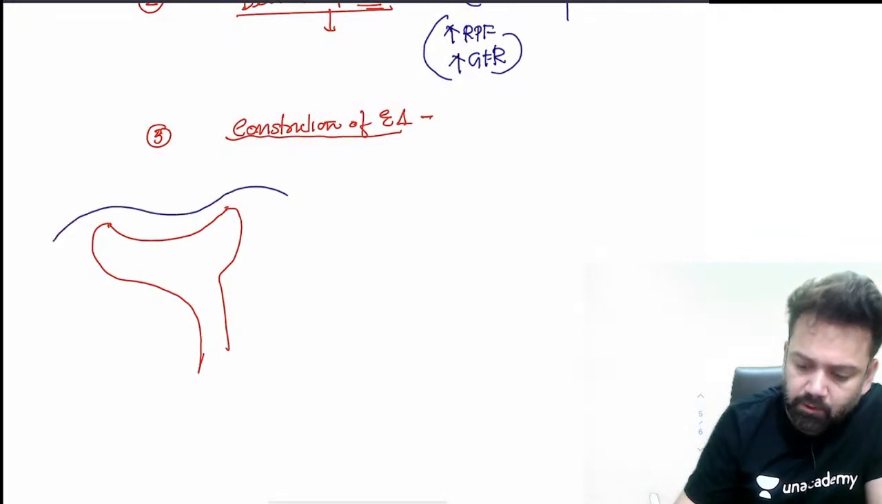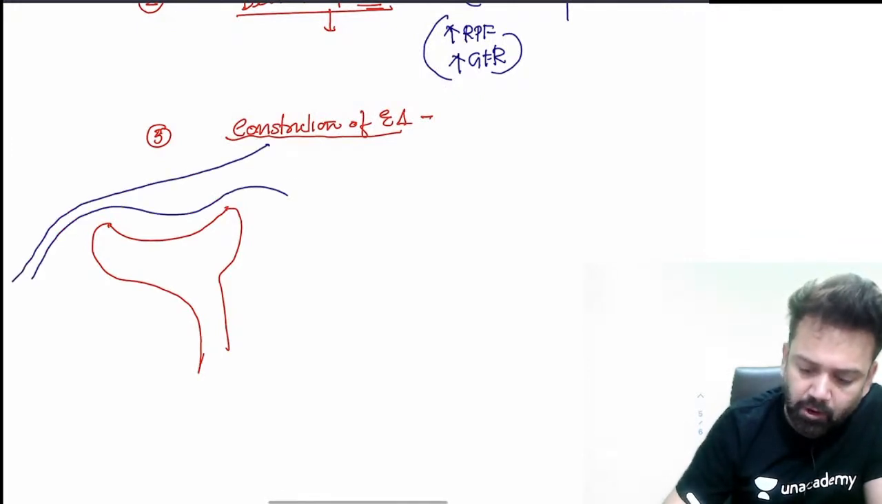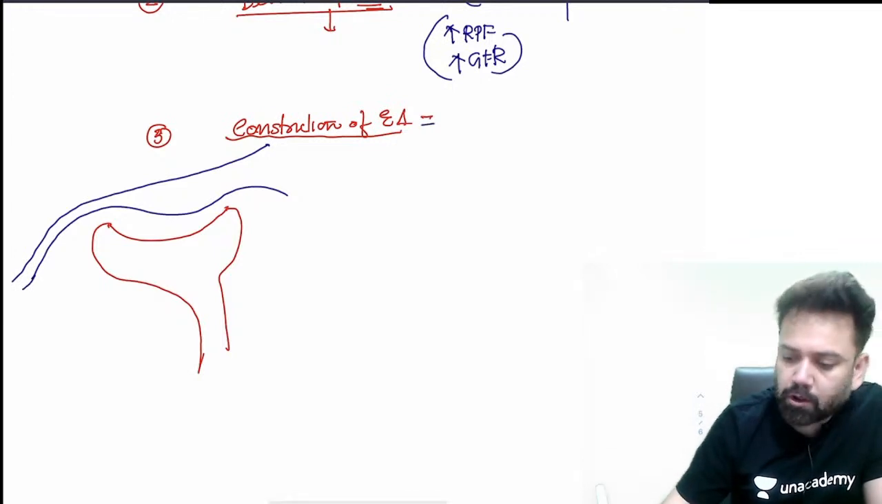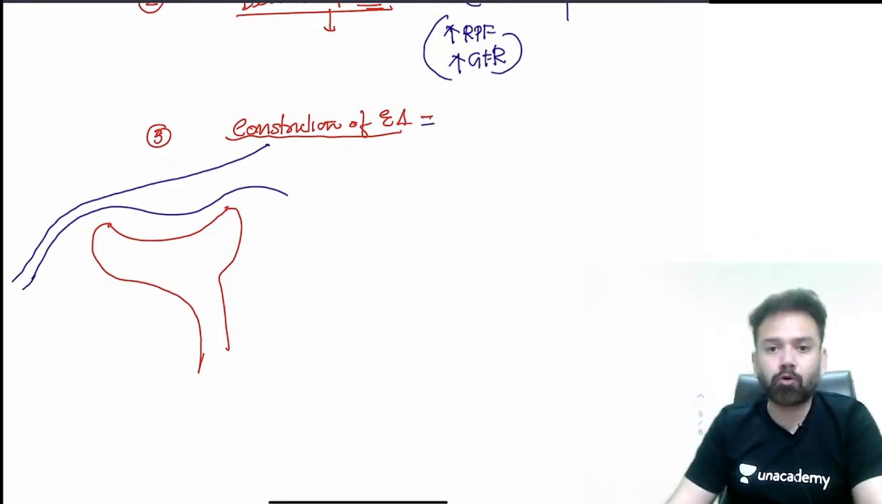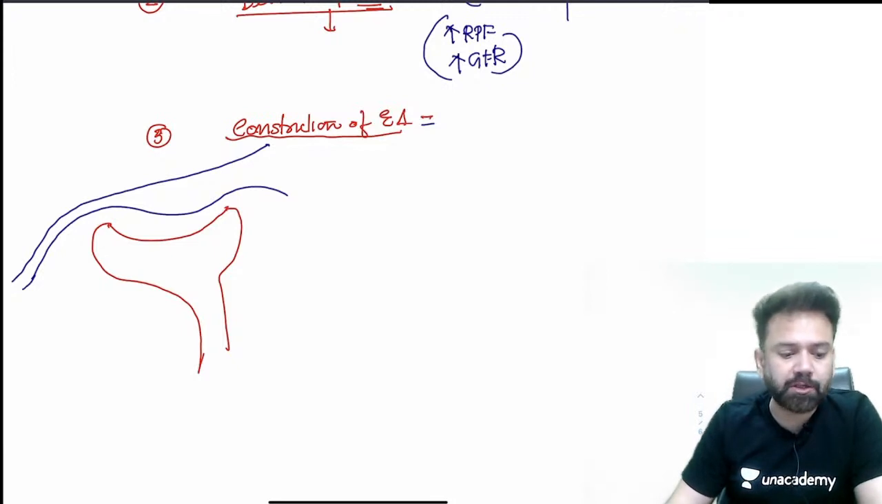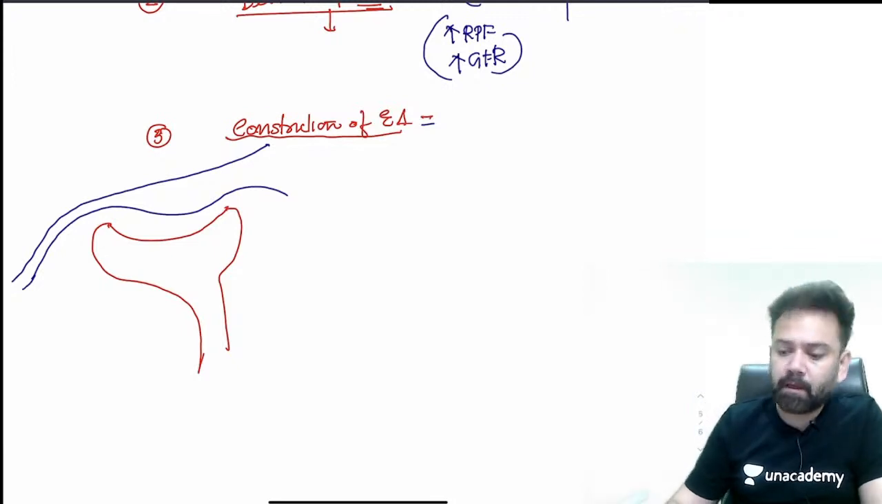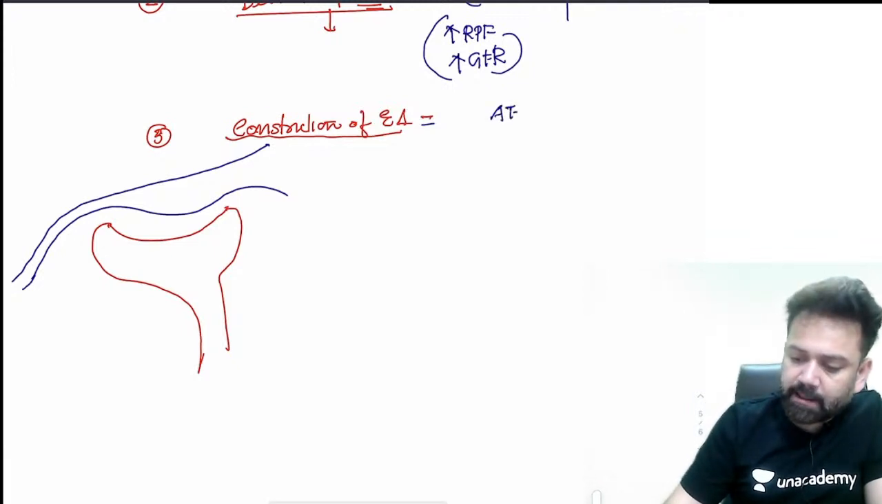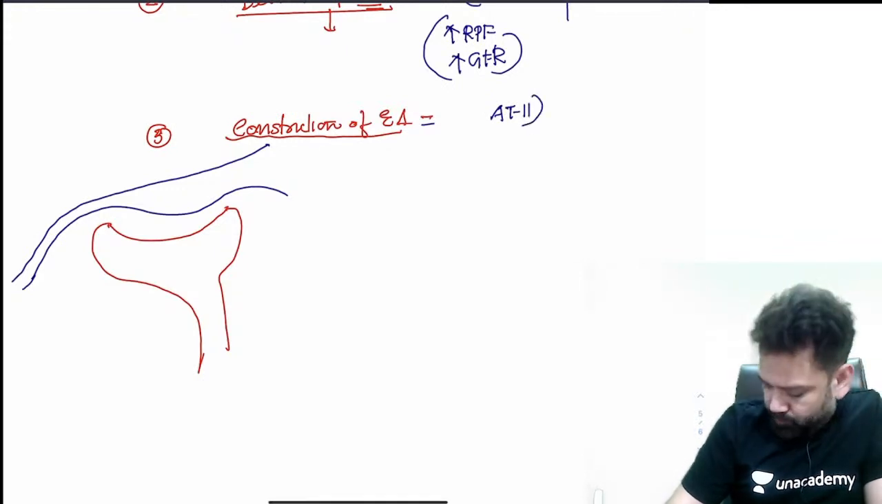This is your afferent arteriole and this is your efferent arteriole. Question number 1. Who causes constriction of the efferent arteriole? Answer is angiotensin II.